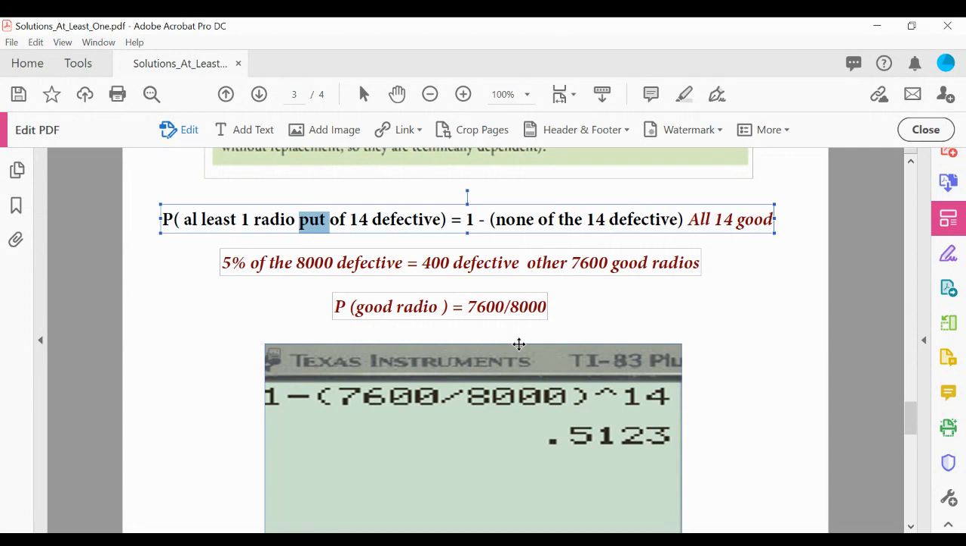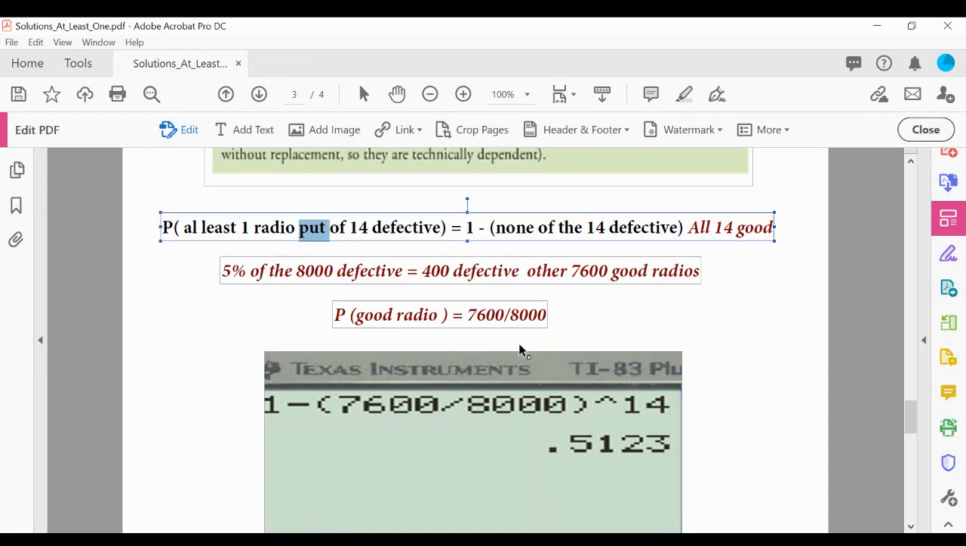Another factor is that 14 is way less than 5% of the 8,000. 5% of 8,000 is 400, and you're only selecting 14. That's way less than 5%. So we can get away with treating these events as independent, which means we can use the same probability 14 times. We don't have to subtract 1 from the numerator and 1 from the denominator, because it's very cumbersome. Doing it 4 or 5 times, no, but 14 times, yes.